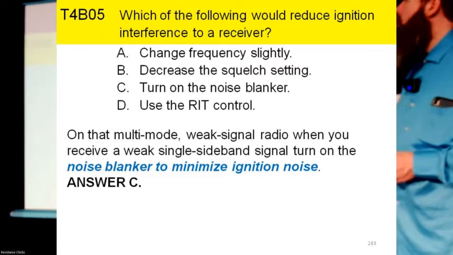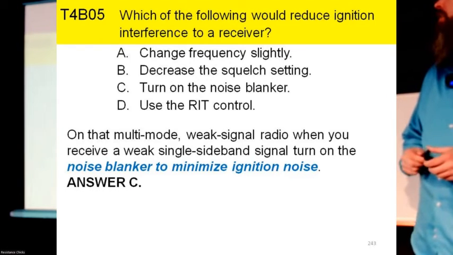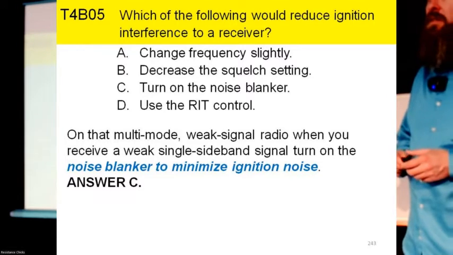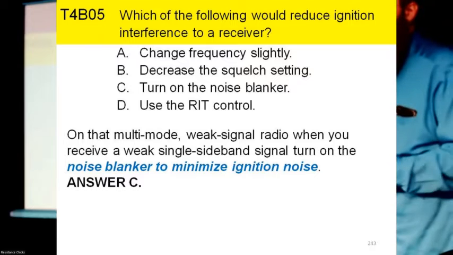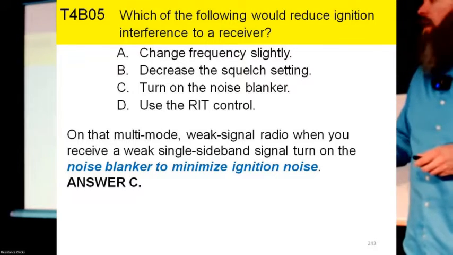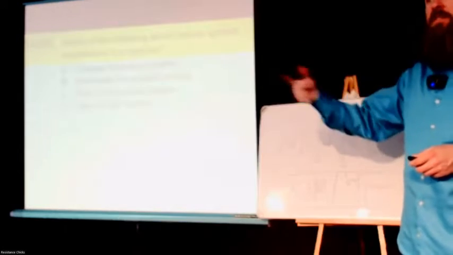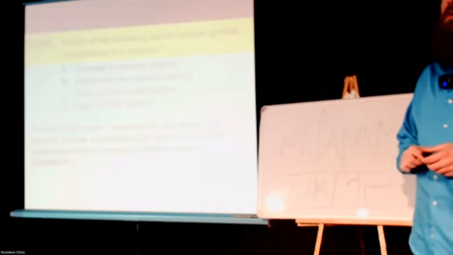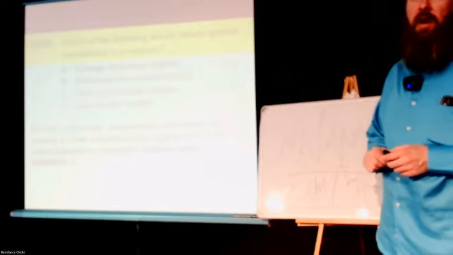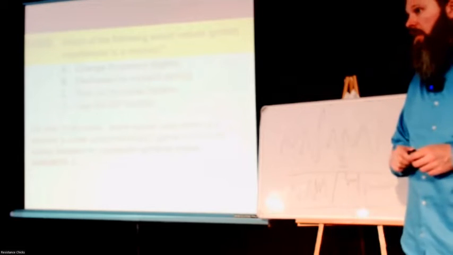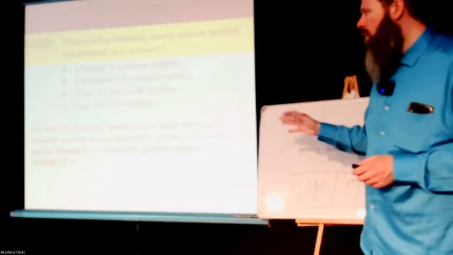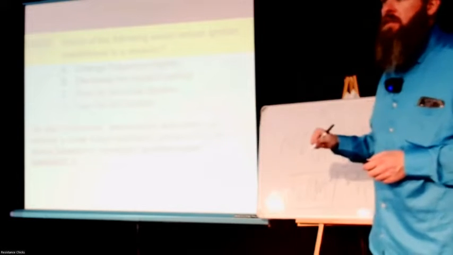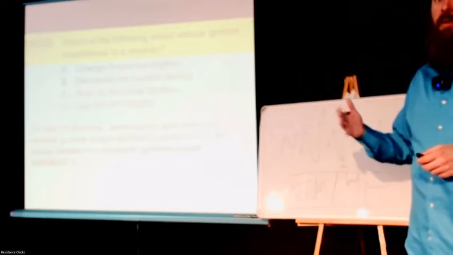Which of the following would reduce ignition interference to a receiver? So they're talking about you're driving in your car, so it's a mobile or a handheld radio, and you've got noise from the ignition system in your car. Turn on the noise blanker. So your radio will have a feature called noise blanker, and it will potentially help. I'm glad they put minimize because sometimes it doesn't fully eliminate it.